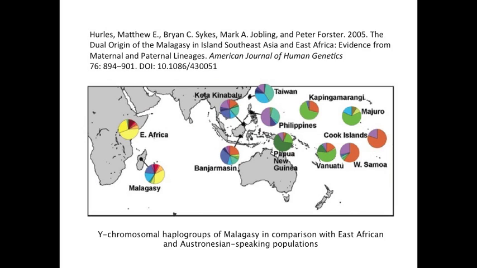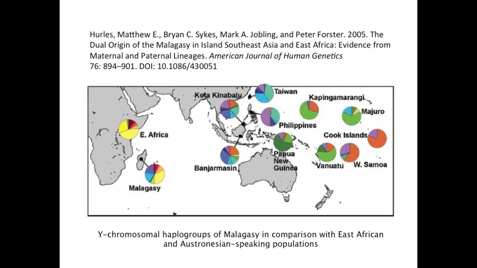We can, of course, now compare that data with data from other disciplines. What I've done here is to take a comparison from one study. There are many studies on Malagasy genetics. This is one study. What it shows is the Y chromosomal haplogroups of Malagasy. The pie diagram shows the percentage of Y chromosomes, or percentage of male subjects, belonging to each of the haplogroups.